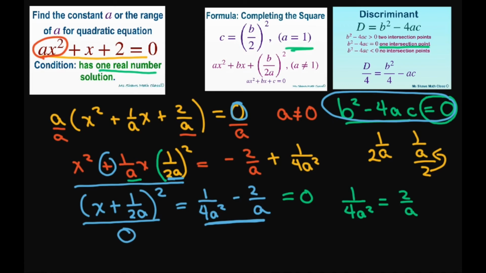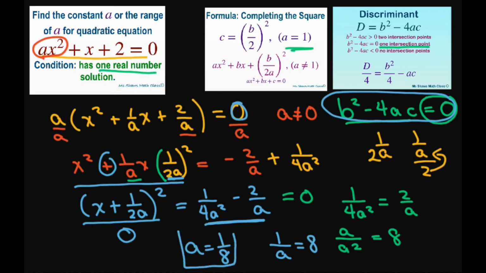Now if I cross multiply, I'm going to get a divided by a squared equals, let's move this 4 up here, it gives me 8. Or we can say this equals 1 divided by a equals 8. Or we can write this as, you just flip it around, so a equals 1 divided by 8. So we just have the constant a here.